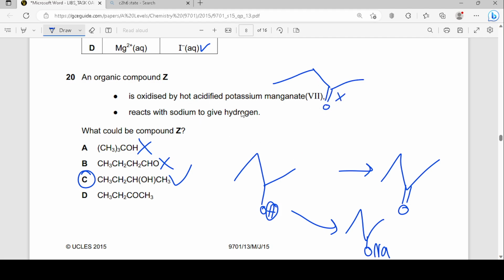Further, reacts with sodium to give hydrogen. No, that's not a reaction of ketones either. So that means D is also not right. So again, that just confirms that because A, B, and D are wrong, C must be the right answer. Okay, let us look at the next question now.